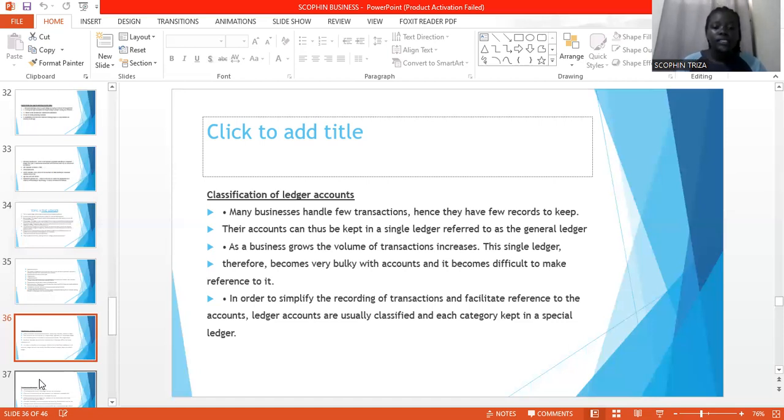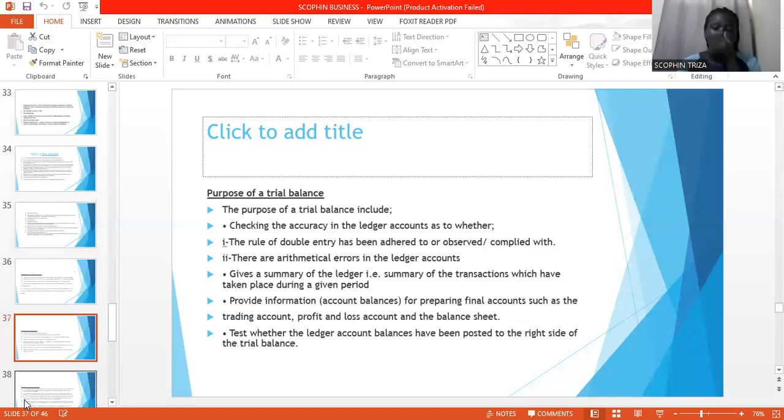Another one is, in order to simplify the recording of transactions and facilitate references to the accounts, ledger accounts are usually classified and each category is kept in a special ledger.